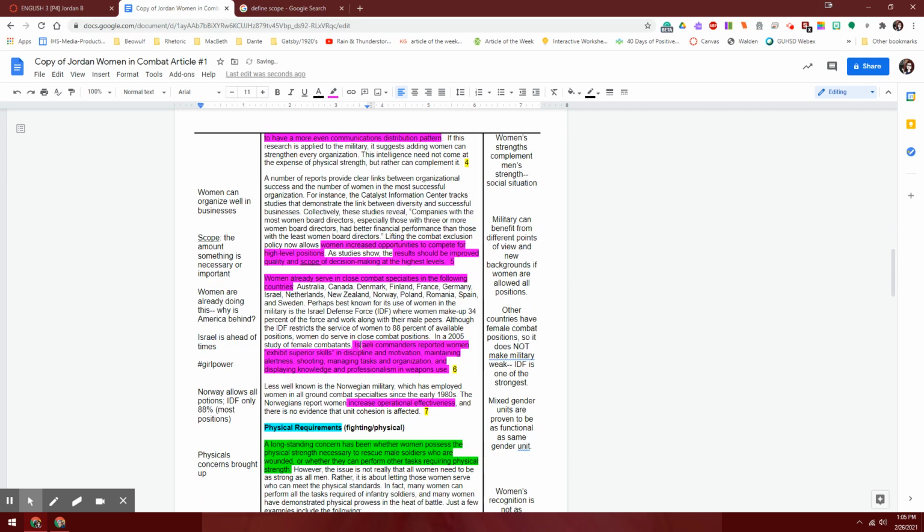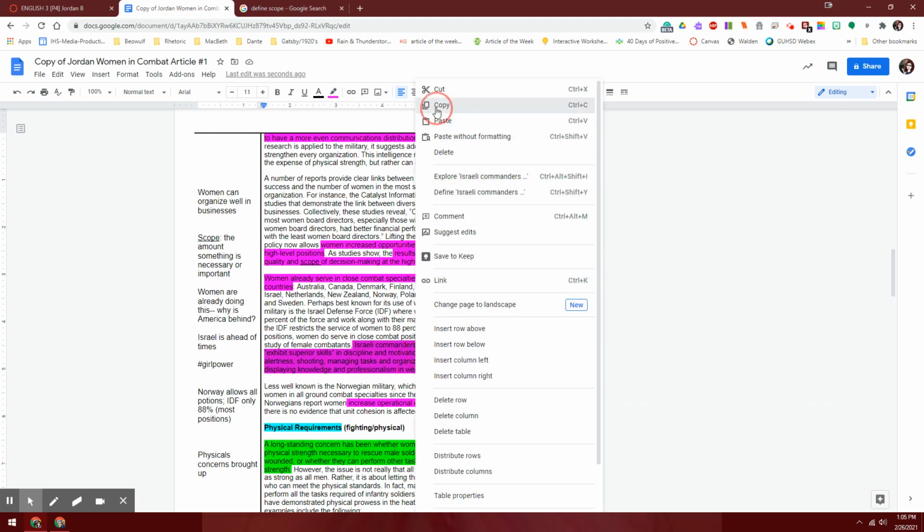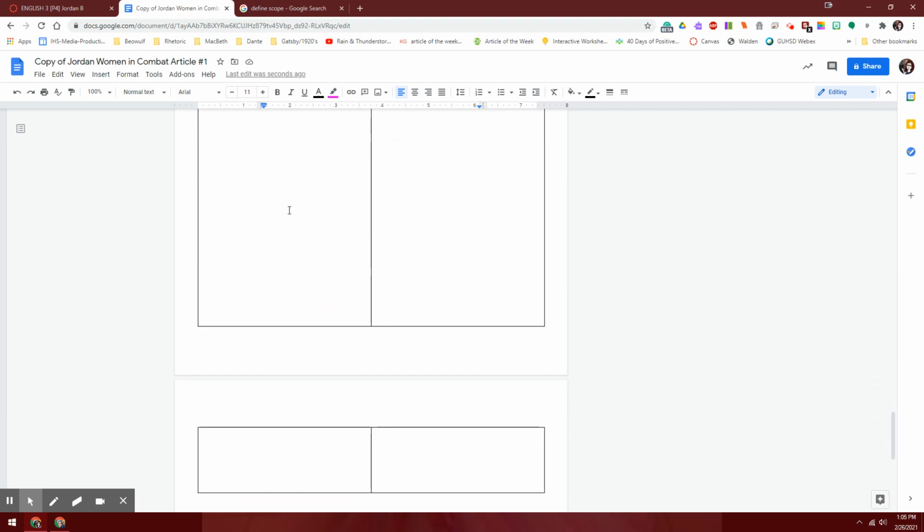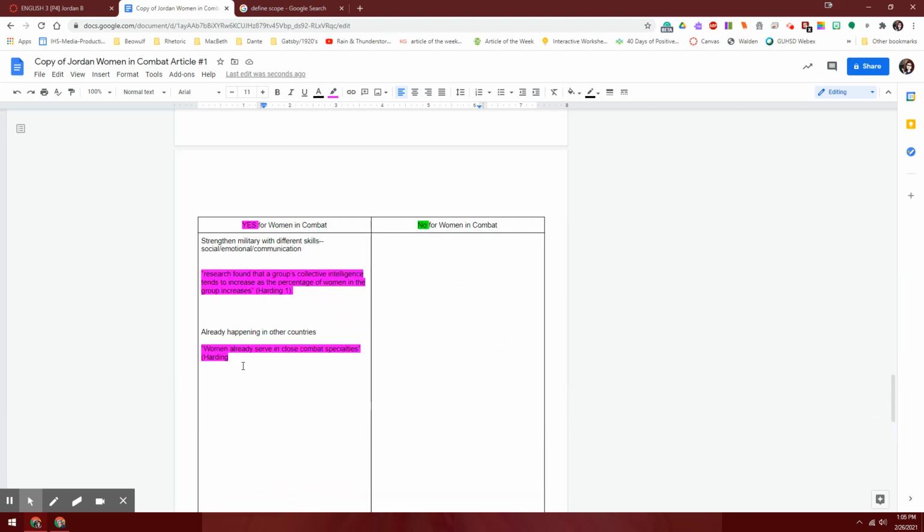And then I'm going to talk about how the Israeli commanders reported women exerting superior skills. So I'm going to use this piece as well for why women in other countries is working. And that's also on page 2, so I'm going to add that right underneath. So 2, and then here's my second one. So you want to find 1 to 2 pieces of evidence for each point that you're making.